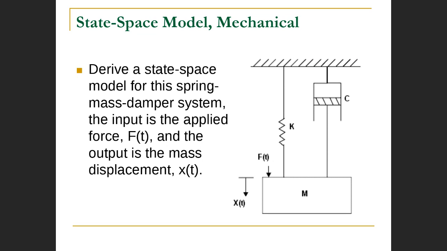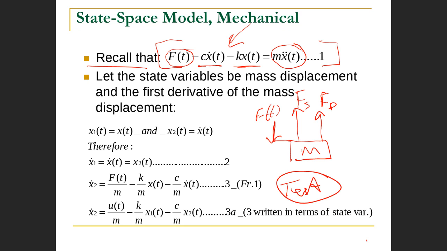Now, we discuss the equation f of t minus c x dot of t minus k x of t equals m x double dot of t. And so that is Newton's law, which speaks to the resultant force on a system in terms of its acceleration, right? So resultant force is equal to mass times acceleration. Now you will recall, and you should recognize rather, it's the differential equation.